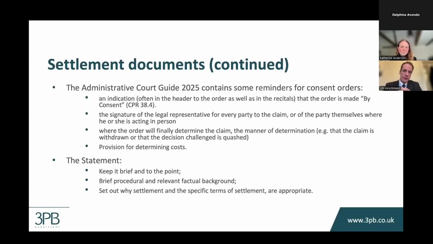And costs also need to be resolved, whether that's going to be summary assessment by the court if not agreed, or more likely detailed assessment if not agreed. Again, detailed assessment can be very expensive, so it is worth trying to agree costs if at all possible. In terms of a statement, keep it brief, to the point, set out the brief procedural and factual background, and set out why settlement is occurring, what the specific terms of settlement are, and why they are appropriate.